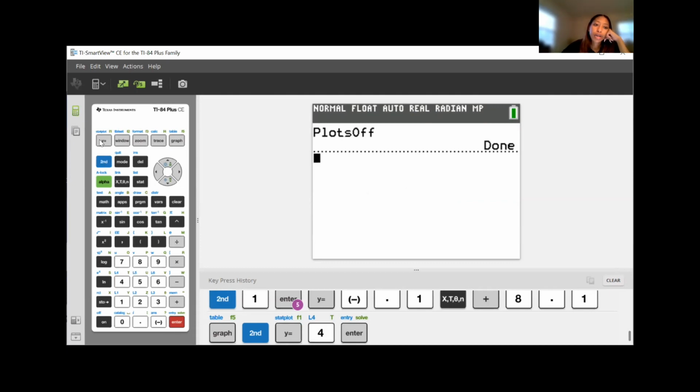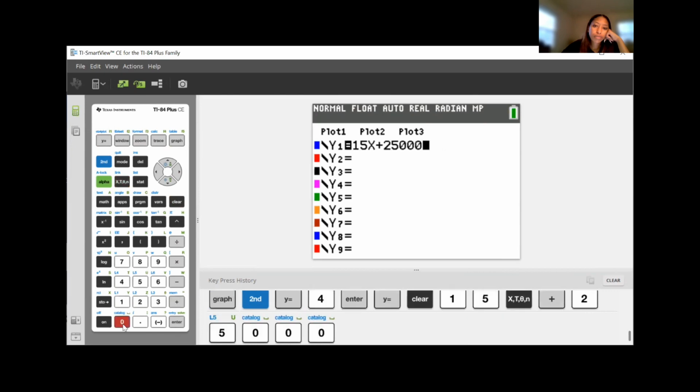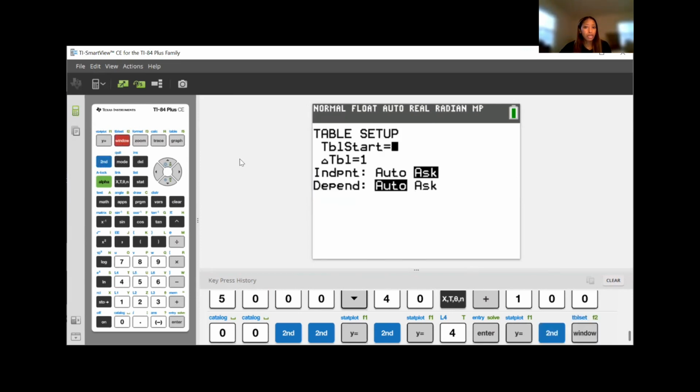Okay, then under y equals, I'm going to clear out the old equation and put in our two new equations that we had. The first one was 15n or x plus 25,000. The second one was 40n or x plus 10,000. So we have our two equations in. We want to fill in our table. We were given the inputs. So we're going to let the table set the independent variable to ask, and we'll input the numbers that were given to us in the table. It was 0 to 800 going up by hundreds.